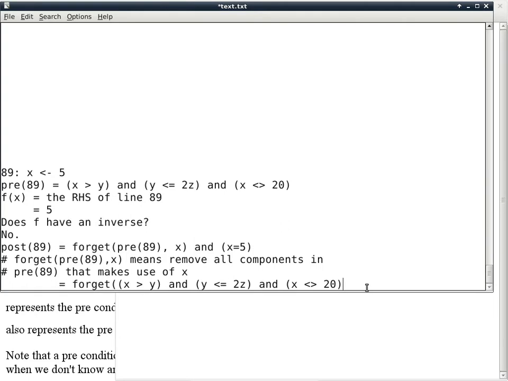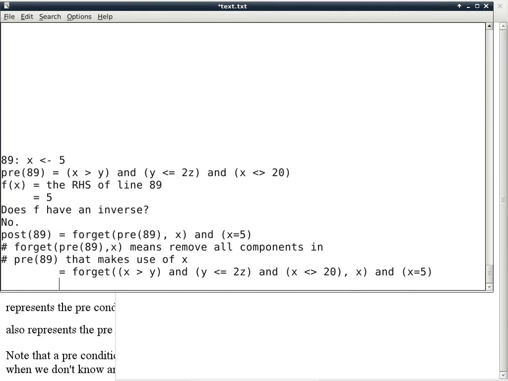All right. So that's our pre-89, the precondition of line 89. We're going to forget all the components that mention x, and then we'll say x equals 5. So now you have to look at this entire thing and ask, does this have anything to do with x? Yes, it does, so we have to get rid of it. How about this one here? It doesn't mention anything about x, so we can keep it. How about this one here? Yes. Okay, so we'll only keep that one.